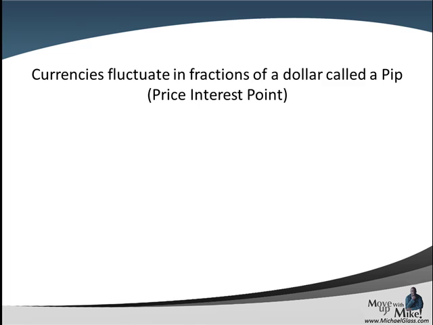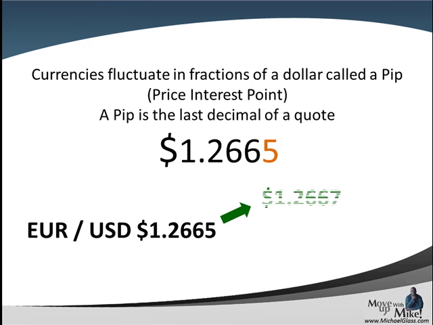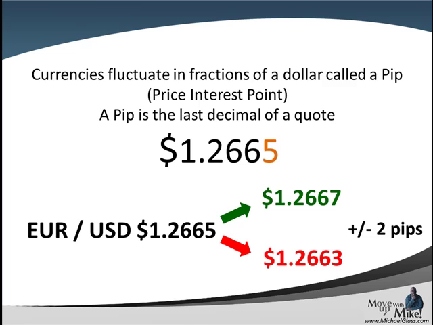Currencies fluctuate in fractions of a dollar called a pip. The pip stands for price interest point. A pip is the last decimal in a quote. So let's go back to that 1.2665. The euro dollar currently is at 1.2665. If we were to go up 2 pips, that would take us to 1.2667. If we were to go down 2 pips, 1.2663. You can see that last decimal point is where we gain and lose value.